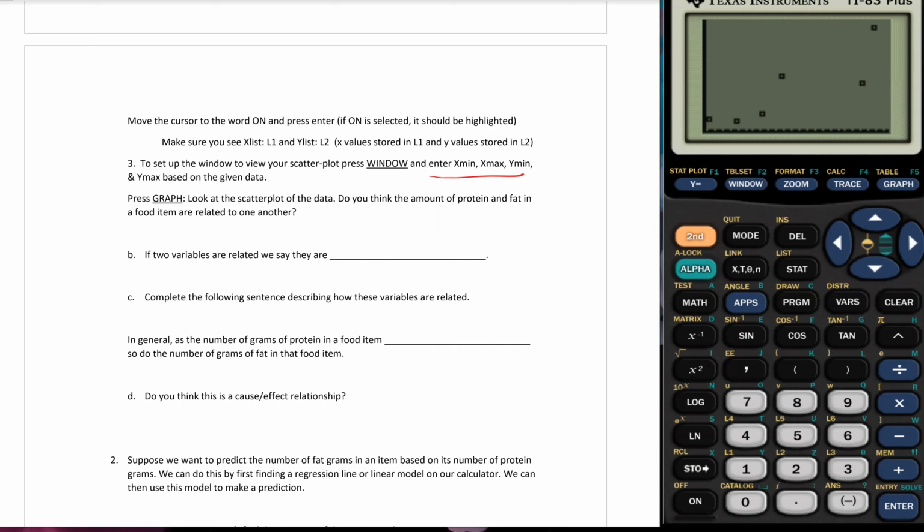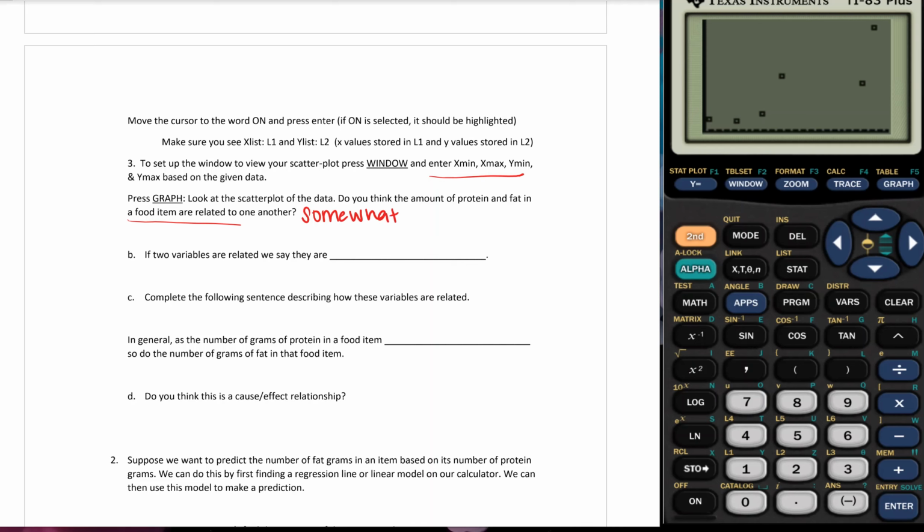And now the next question they have is, do you think the amount of protein and fat in a food item are related to one another? Meaning, does it look like there is a trend happening in my scatter plot? And in this case, I'm actually not sure. The data isn't exactly close, so I can say that they are somewhat related.